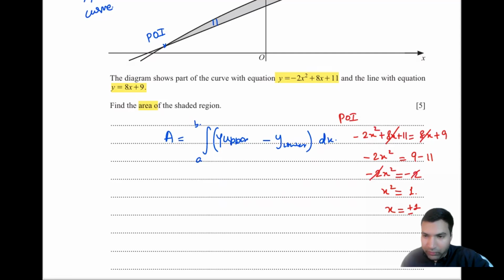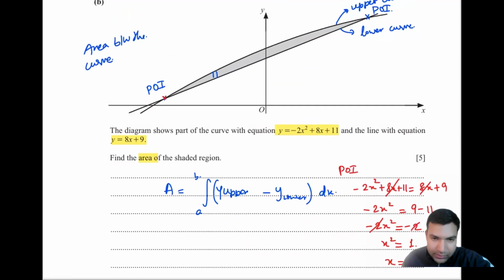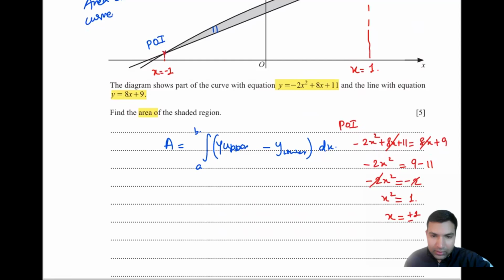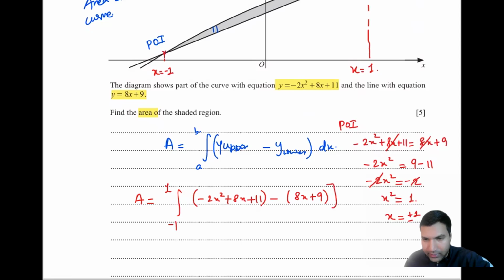Okay. So obviously negative 1 will be this, right? That's x equal to negative 1. And this is x equal to positive 1. So we got the upper limit and the lower limit as this. So area is minus 1 to 1. Upper graph is negative 2x squared plus 8x plus 11 minus the line, which is 8x plus 9. And this entire thing I need to integrate with respect to dx.